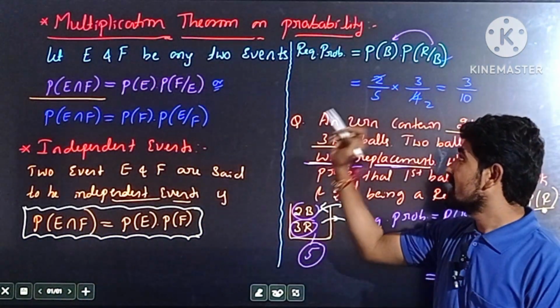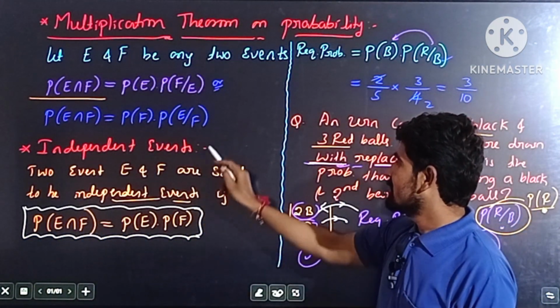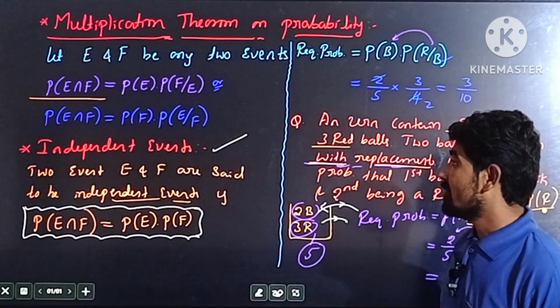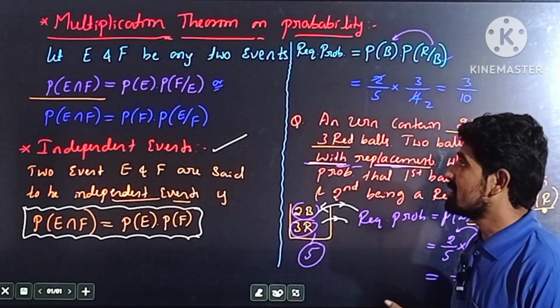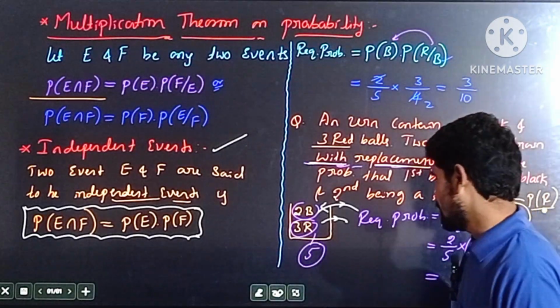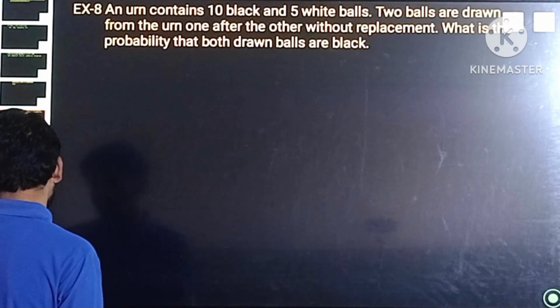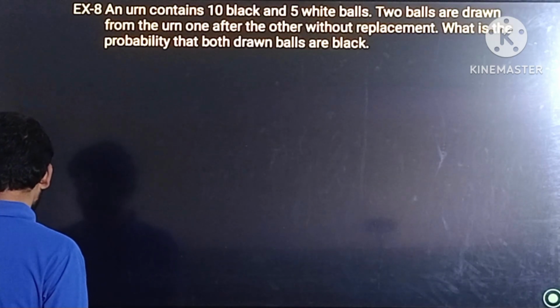First one is the multiplication theorem on probability and the second one is independent events. So let's start solving some examples based on these two concepts. And here is the first question, similar to the one I considered in the explanation.